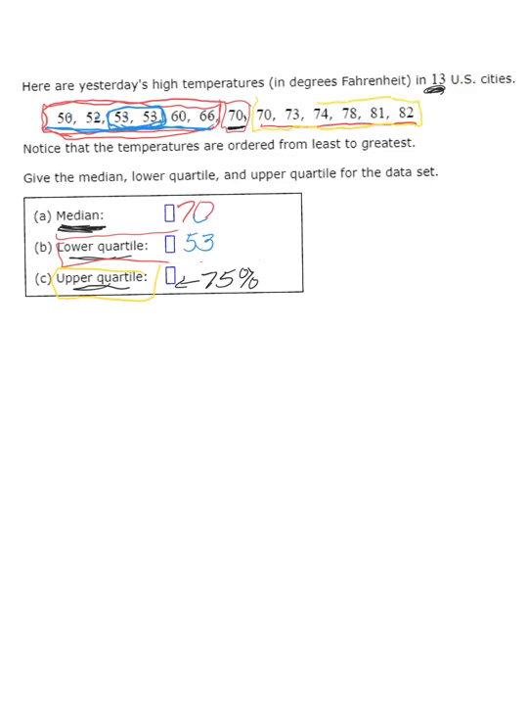The upper quartile is going to be the median of these values right here. There's 6 of them again, so I take the middle 2, find the mean of those numbers right there. The mean of 74 and 78 is going to be 76. So my upper quartile is going to have a value of 76. Upper quartile is, again, the same thing as the 75th percentile. That means 75% of the data is below this number right here. Okay?